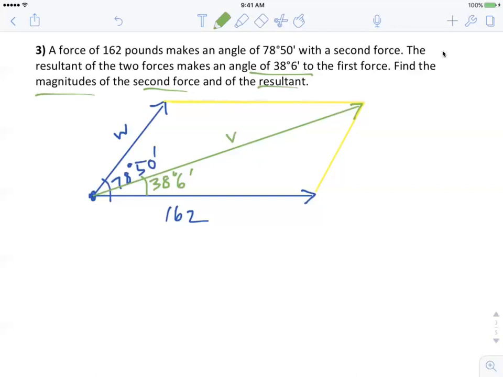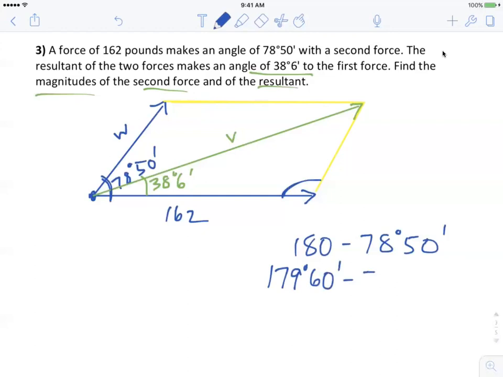Okay, so first thing I'm going to do is 180 minus that 78 degrees 50 minutes, right? That will give me this angle right here, because this angle here and this angle add up to 180. And when I do that subtraction, a little review from when we did this back in chapter 5, think of that as 179 degrees 60 minutes. Do like a little borrowing thing. And that's going to be 101 degrees 10 minutes. So that's this angle, 101 degrees, 10 minutes.